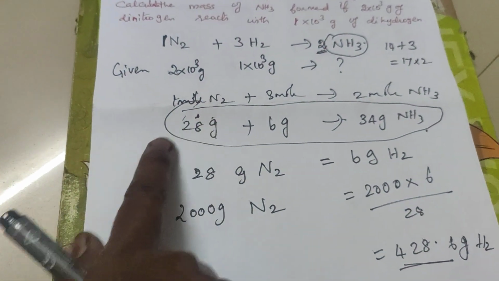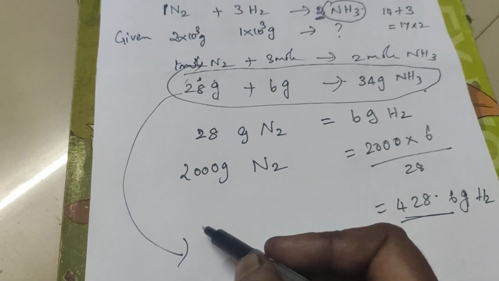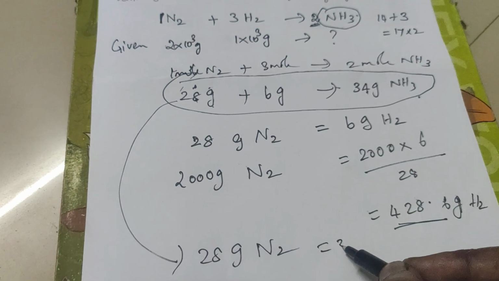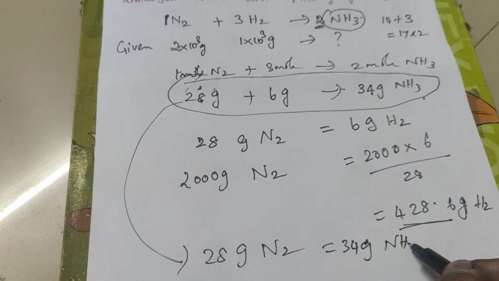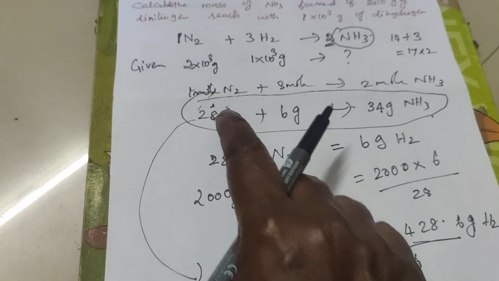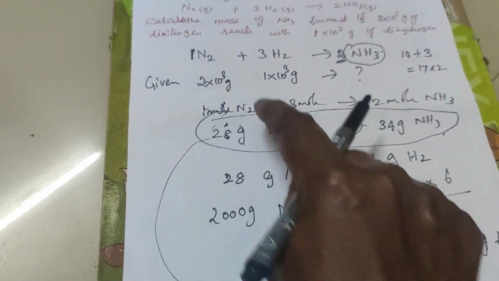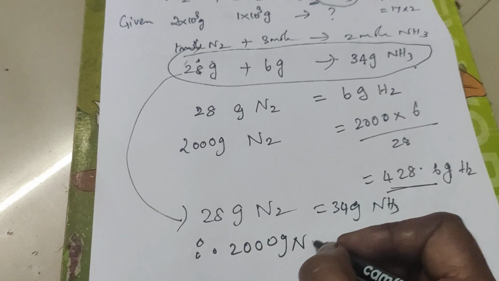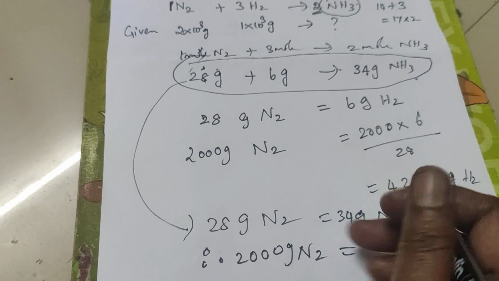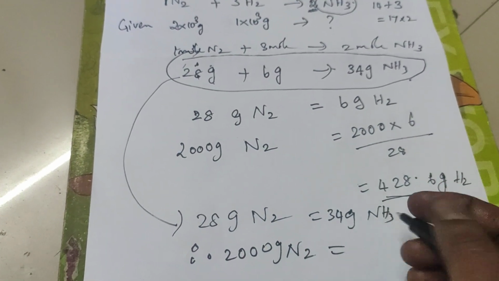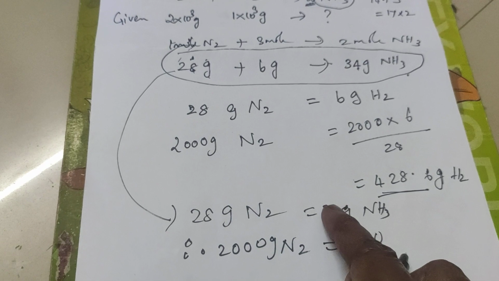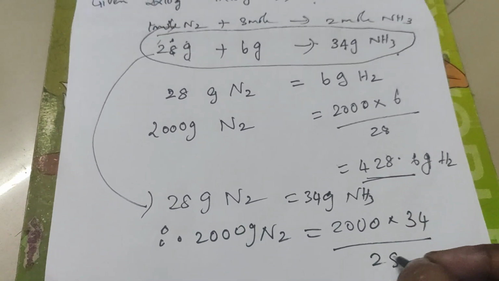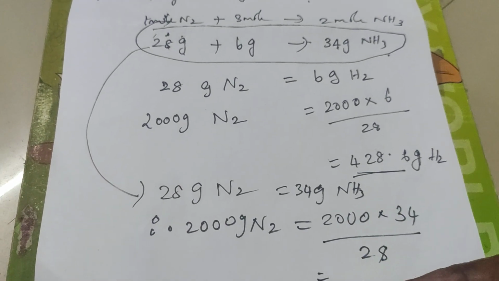So now we can again take the stoichiometric ratio, that is 28 gram of nitrogen will produce 34 gram of ammonia, right? In the same way, you have 2000 grams. Therefore 2000 gram of nitrogen can produce how much gram of ammonia? Nitrogens are all on the same side, ammonia on the same side. You can write the ratio, this into this divided by this. If you simplify, you will get the mass of ammonia.